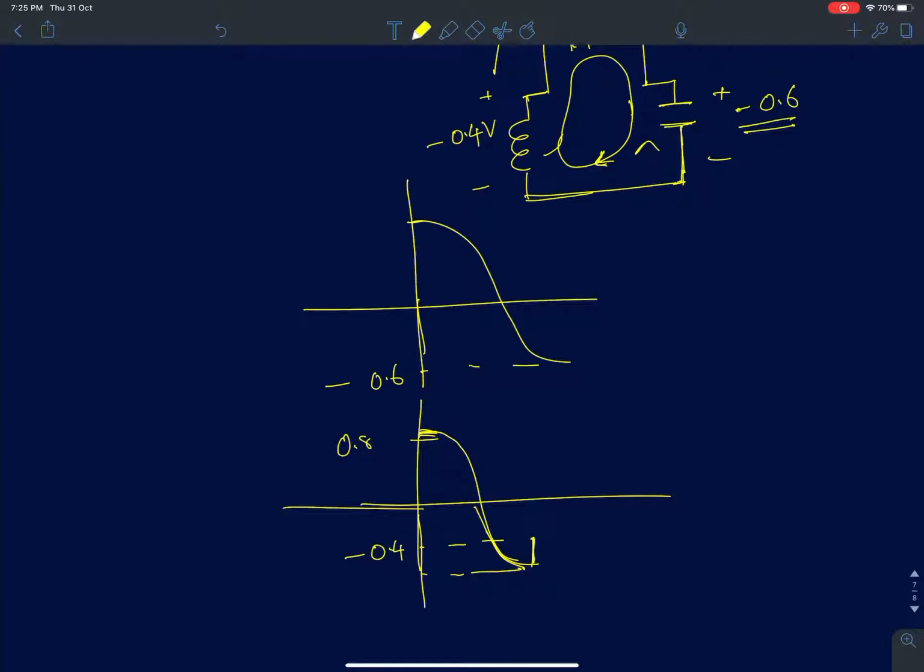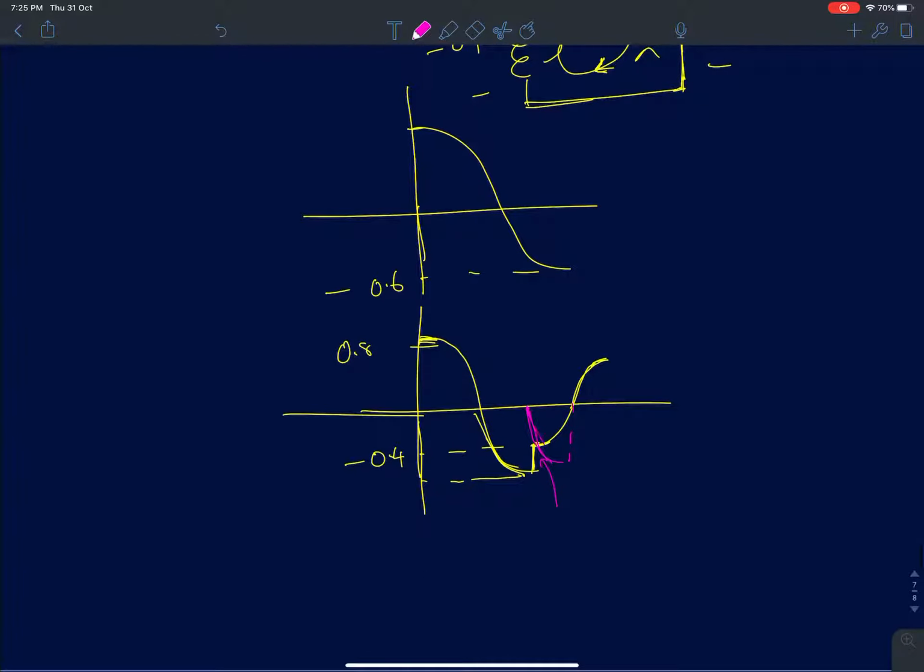Again, from minus 0.4 it will rise and go to plus 0.4. The same logic continues, wherein now the direction of current is reversed. So I'll draw the current in a different color. The direction of current is reversed, so it will reach a lower peak value because the initial voltage across the inductor is minus 0.4 to begin with. The peak value will be slightly smaller.